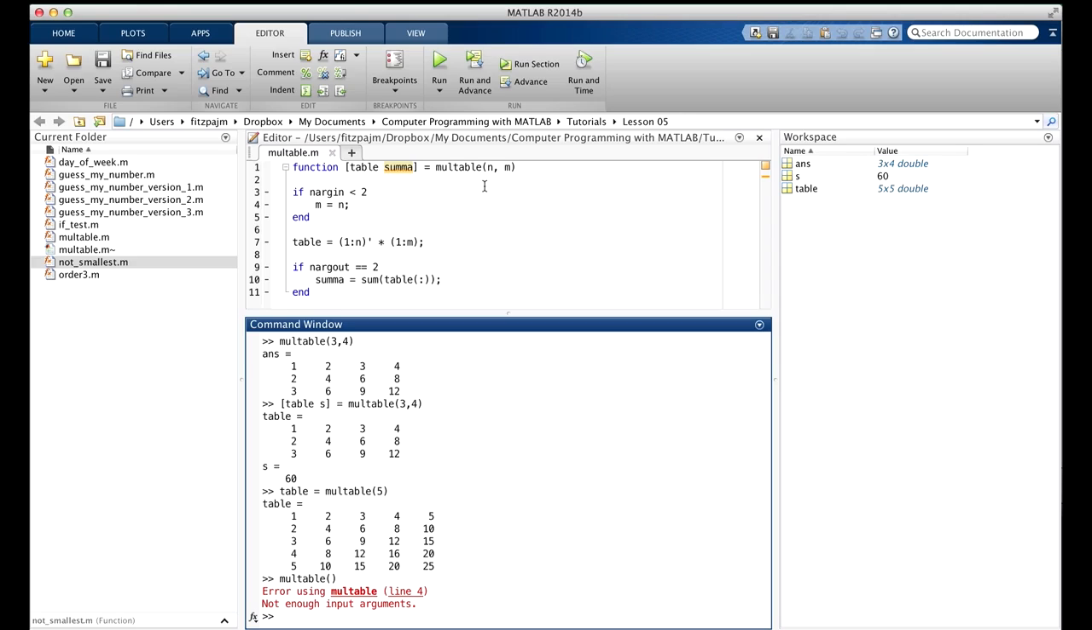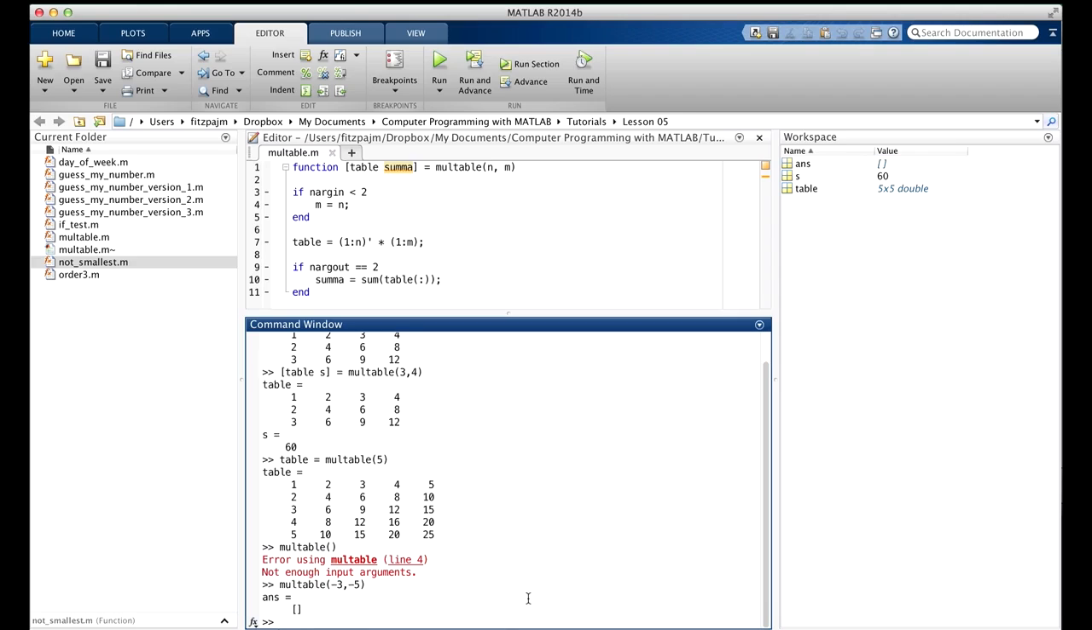Well, that might seem like cheating, more like a spitball than a curveball. Let's be a little more fair. Let's give it some arguments. Well, let's do this. We got the empty matrix back.